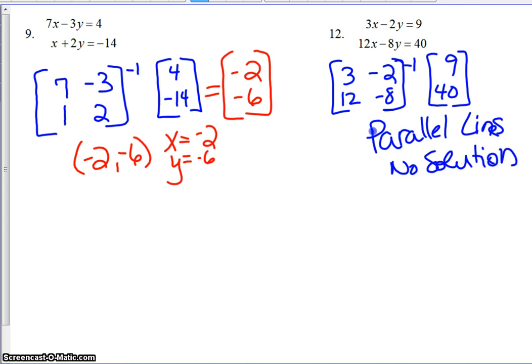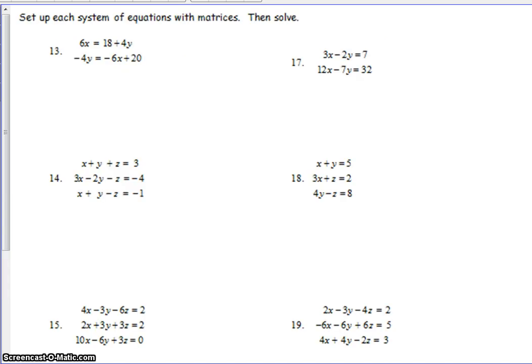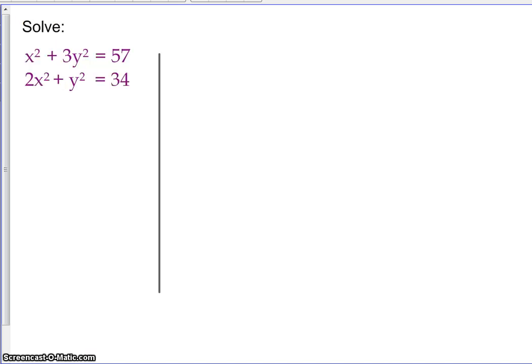So don't think that necessarily an error message means you made a mistake or that you plugged in something wrong. So that was your assignment from yesterday.